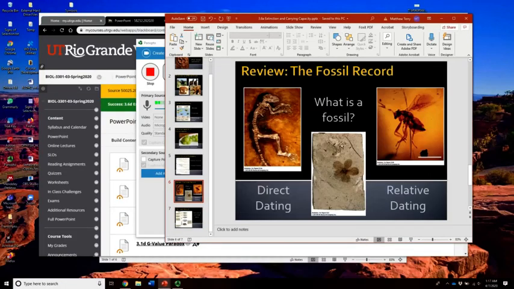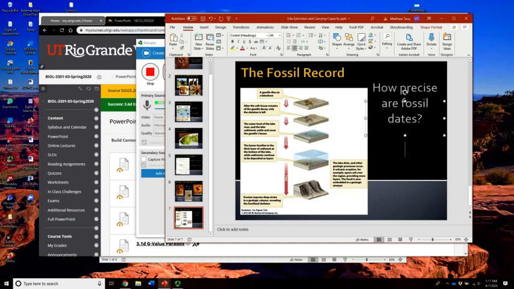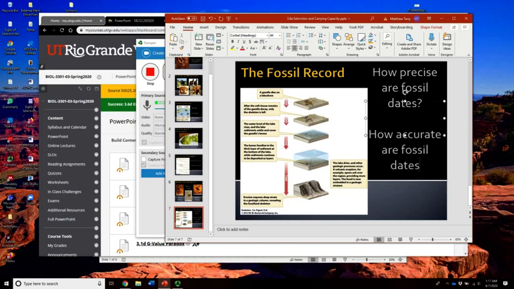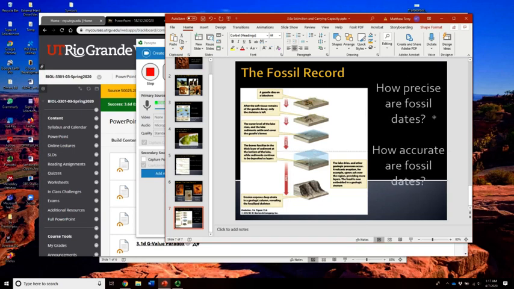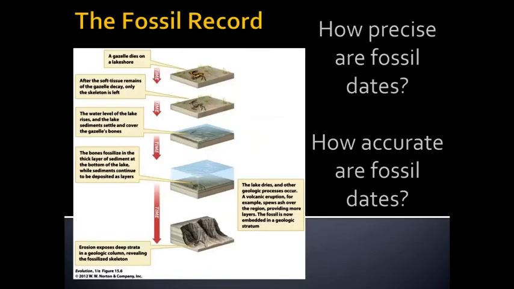Okay, so I'm going to actually add that here. Let's put that one in. And then let's talk about the difference between precision and accuracy. Now, ideally, when we're gathering data, we have both precision and accuracy, but we can't always have the best of both worlds.